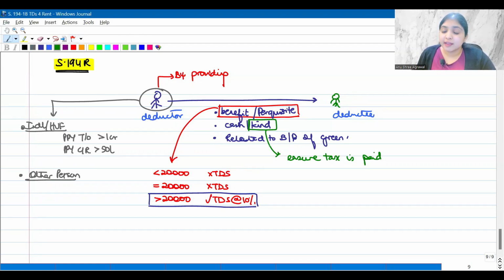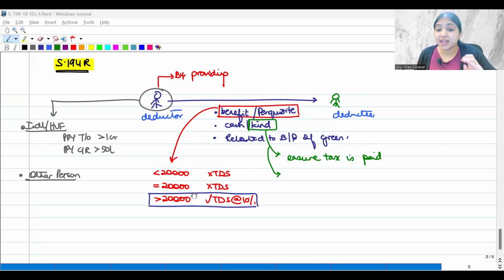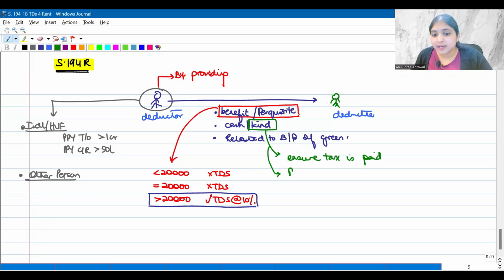Okay, then listen, one more point. You will be wondering, if the benefit happens to be in kind, how will we find the value of the benefit? Because if the value of the benefit is more than 20,000, only then we deduct tax. So how will we know what is the value of the benefit if the benefit is in kind? It depends. We will see, did he purchase the gold coin, or is he himself a manufacturer of the gold coin? If he has purchased it, then we will consider the purchase price. That will be the value of the gold coin.